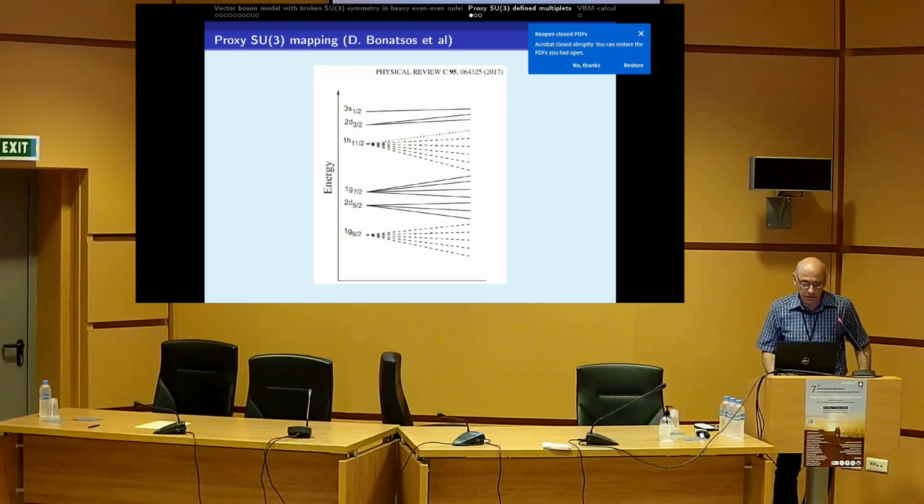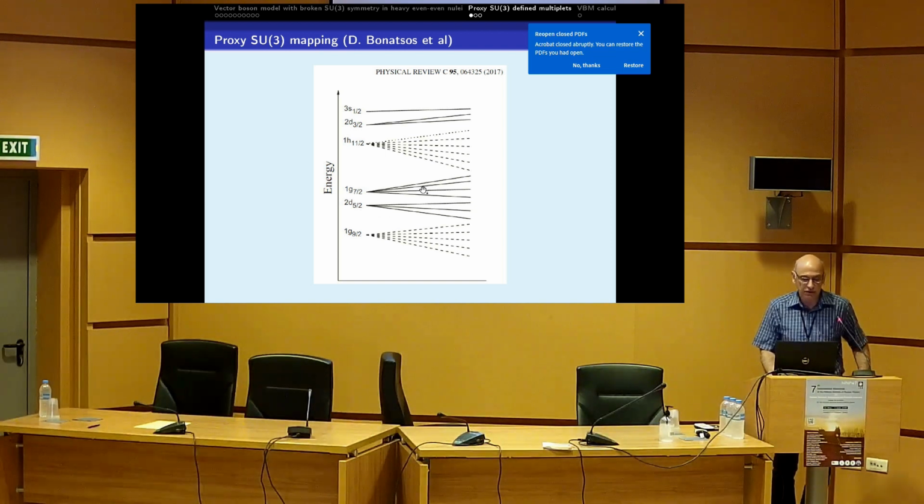Then we decided to see how this situation develops in case we fix the SU3 multiplets by the proxy-SU3 model. The proxy-SU3 model will be presented in more detail by Dennis, so I will not go into this. But the idea is that you make some mapping of the single particle structure. You replace the intruder orbitals which enter a given shell with the orbitals which are pushed down from the same shell, and then you consider a new type of shell structure which is characterized by SU3 symmetry, which is otherwise destroyed by the spin orbit interaction.